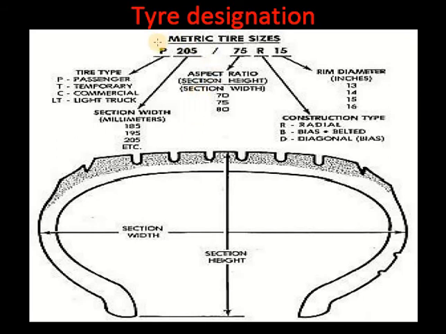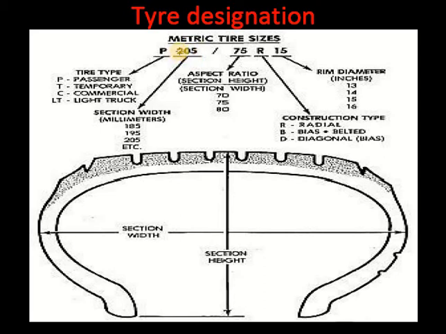Tire designation. Each company has its own tire designation. We can take some examples: Polo, Seat, TVS, MRF. These companies have their own metric tire designation. The first letter is the tire type. P means passenger or temporary or commercial. LT means light trucks.